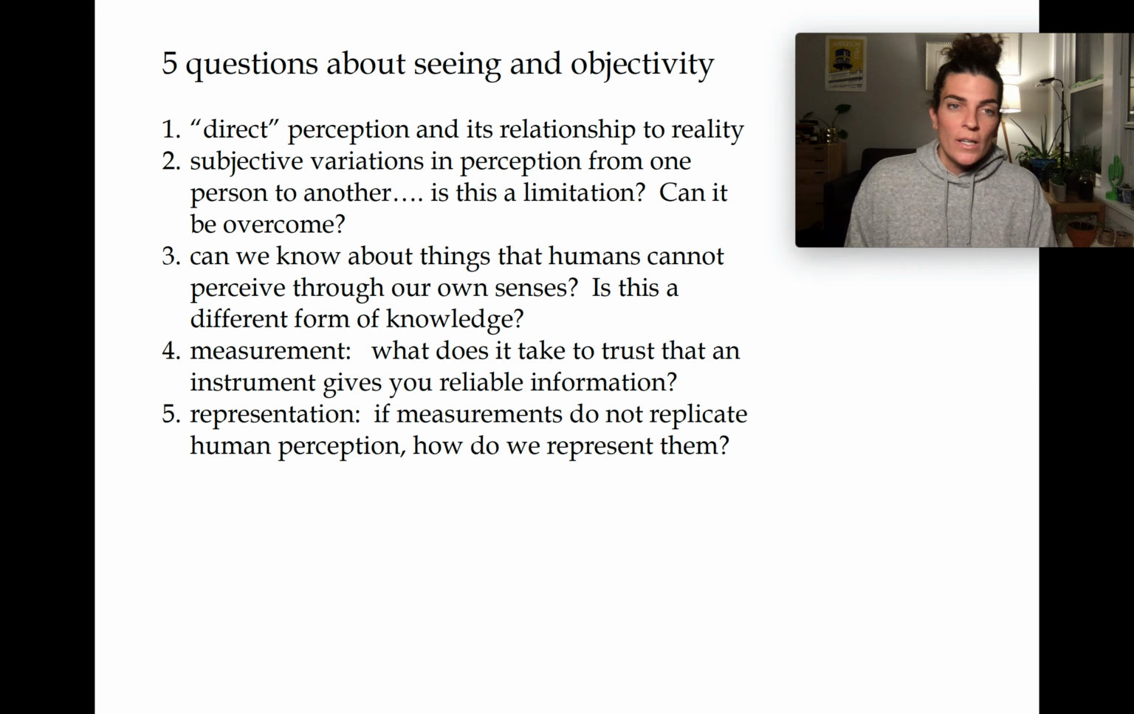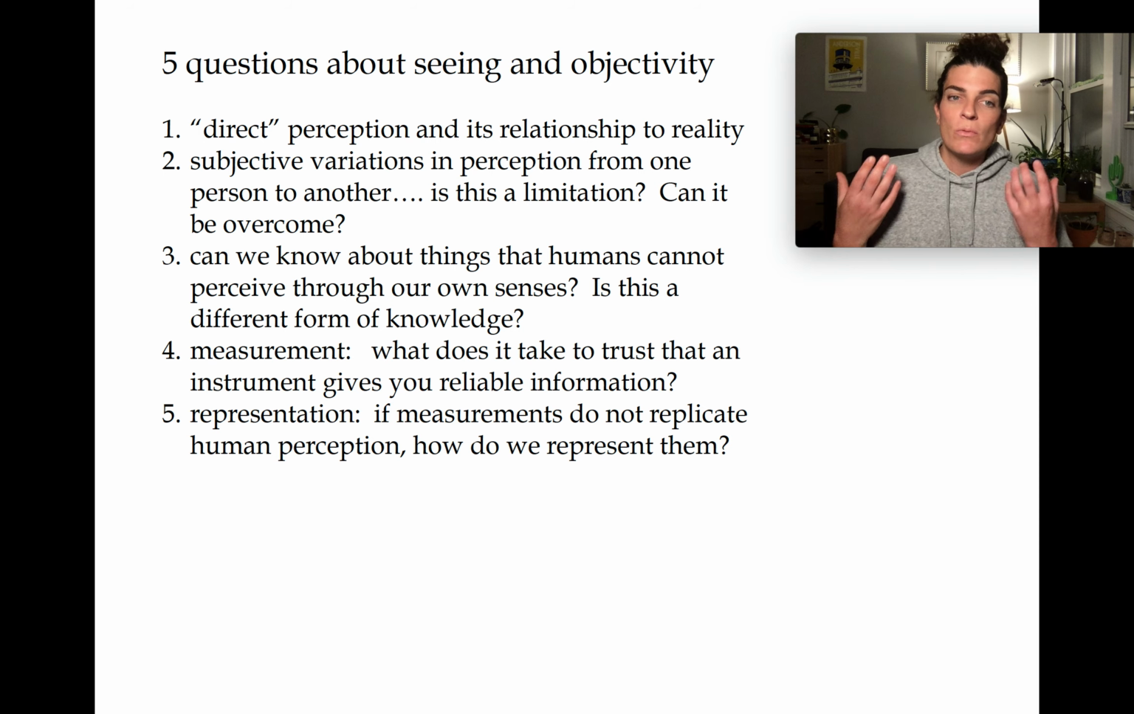Okay, number four, measurements. What is a measurement? And what does it take to trust that an instrument, whether that instrument be your eyes or a satellite, gives you reliable information about that measurement? Is a measurement real? Is it something that we can actually measure with our capabilities? And then number five, representation.